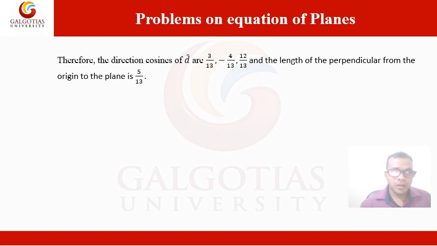So direction cosines of the normal to the plane are given by 3 by 13, minus 4 by 13, 12 by 13, and the length of the perpendicular from the origin to the plane is 5 by 13.